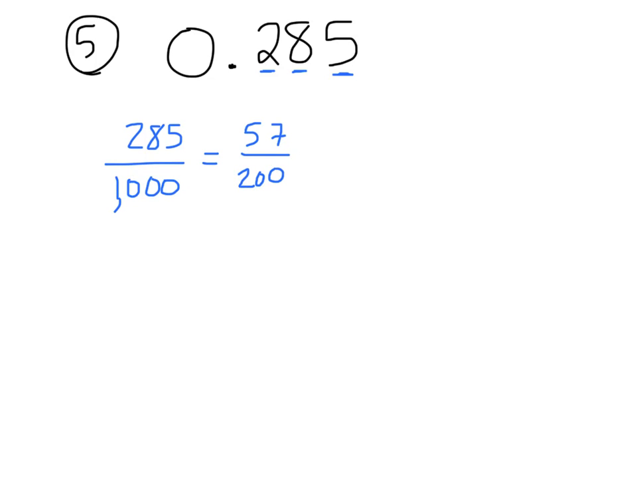Okay, next question, 0.285. I'm going to turn that into a fraction. So I'm going to do that by putting 285 in my numerator, and then I count my place values. This is the tenths place, the hundredths place, and the thousandths place. So I put 285 over 1,000, and then I need to simplify. So I notice that they both can be divided by 5. And if I do 285 divided by 5, I get 57, and 1,000 divided by 5 is 200. And that was my final simplified answer.